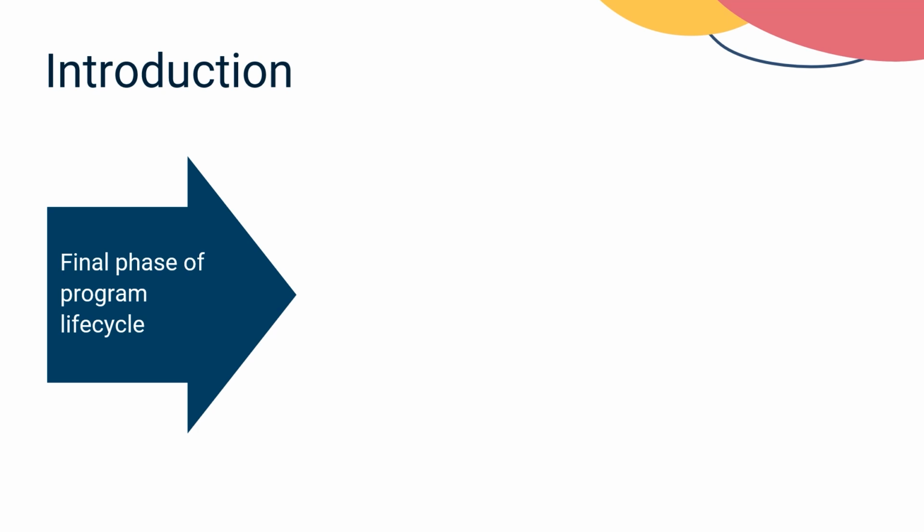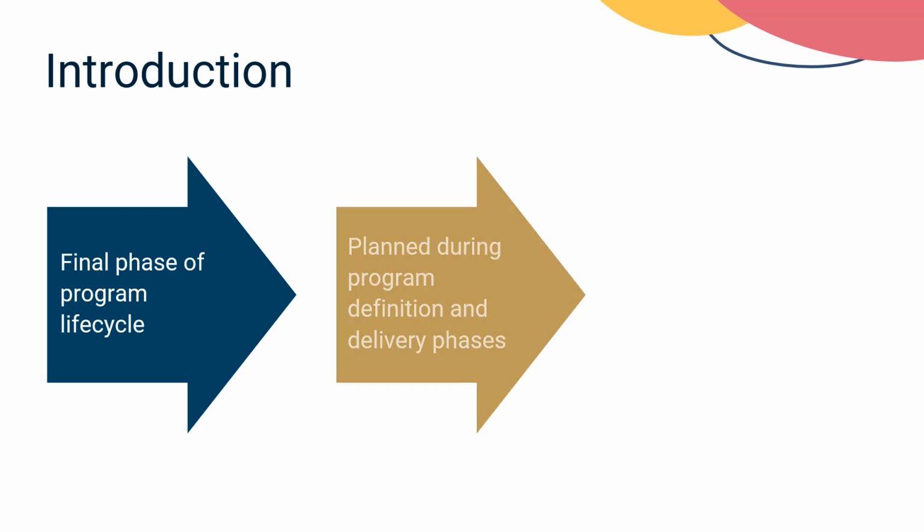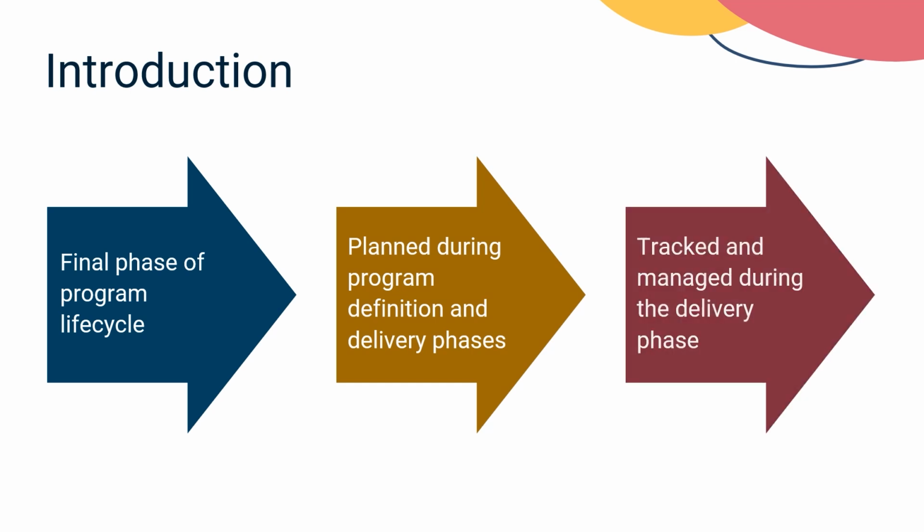To close out a component appropriately, you must verify that your stakeholders accept the deliverables from all components and transition the related operations appropriately. Planning and preparation for this phase occurs in both the program definition and program delivery phases. Final program closeout and transition are included in initial program plans. In addition, key program closeout considerations are tracked and managed during the delivery phase.